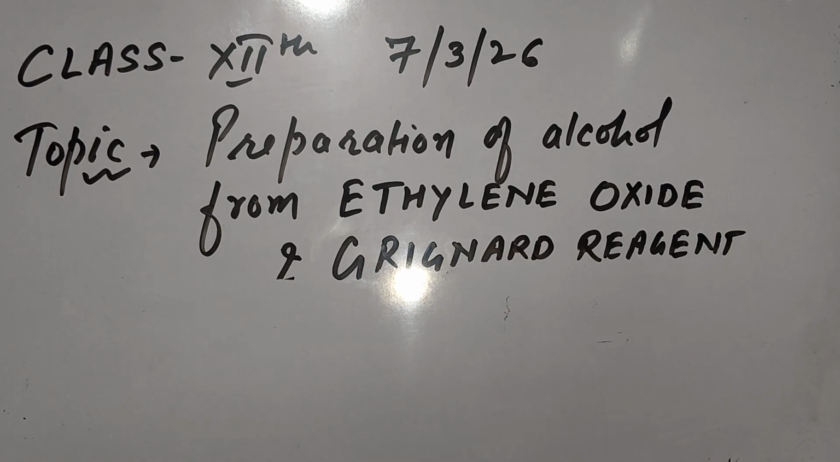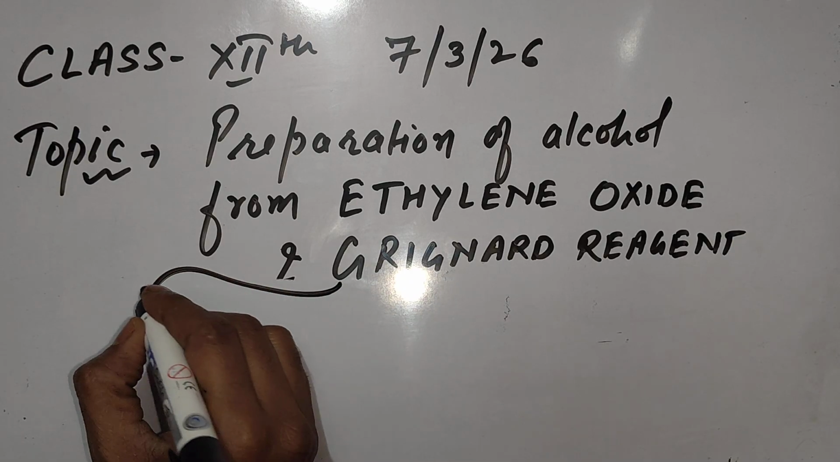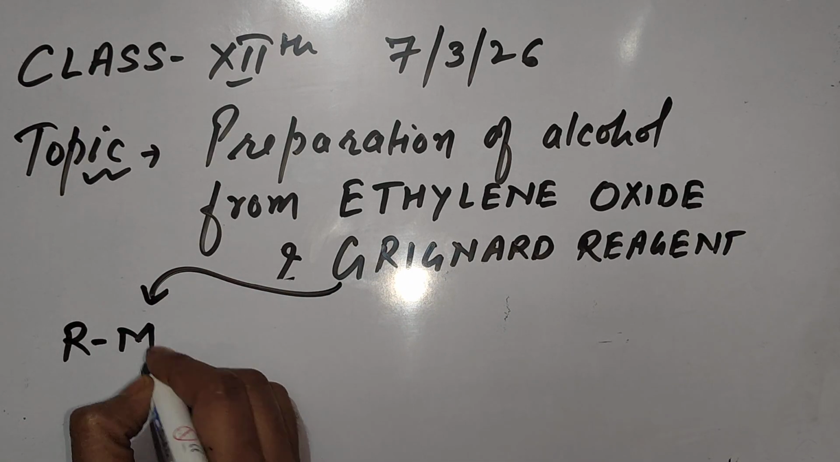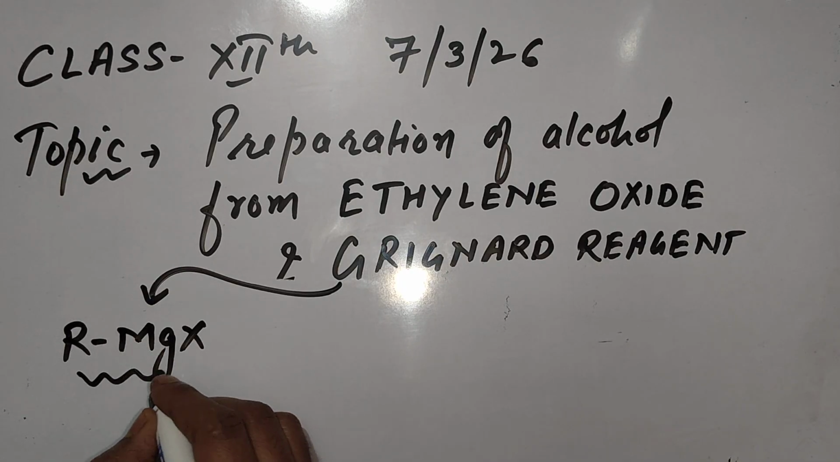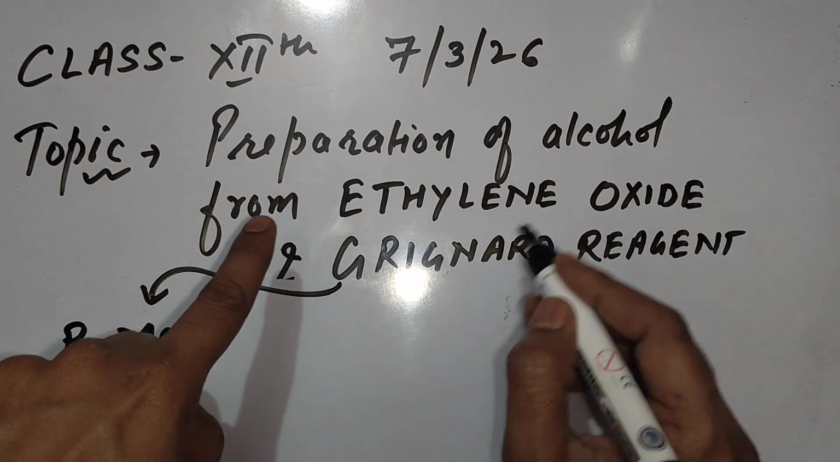Hello everyone, the topic is preparation of alcohol from ethylene oxide and Grignard reagent. Grignard reagent we already know. The general formula is RMgX. Yesterday we have discussed it. What is ethylene oxide?